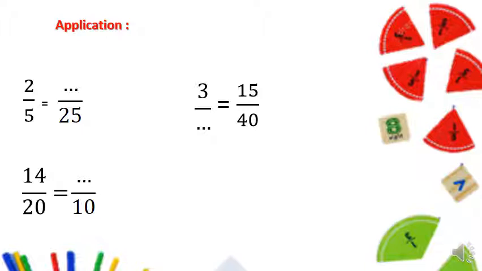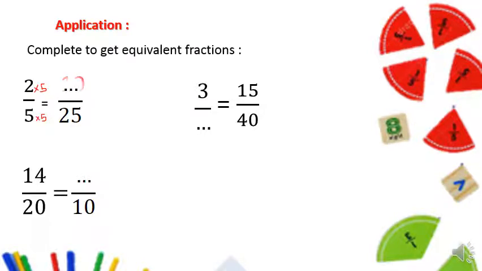We have here 2 over 5. We want to find the equivalent fraction whose denominator is 25. Now look, we have 5. It became 25. So we multiply it by 5. And we said whenever we do something to the denominator, we have to do it to the numerator. So we have to multiply it by 5. So the answer will be 2 times 5, 10. We get an equivalent fraction.